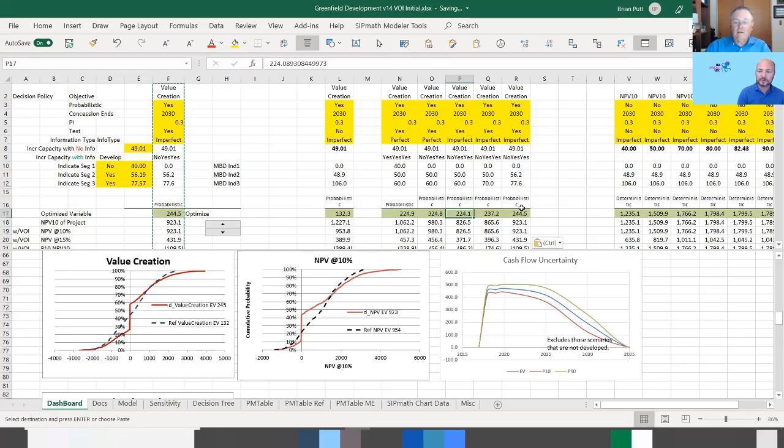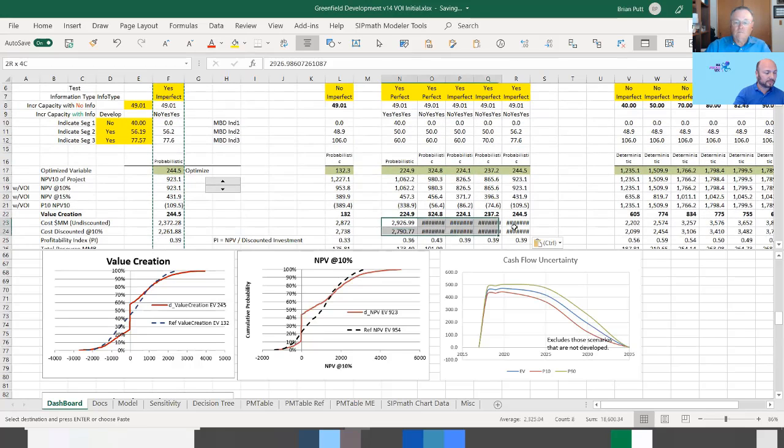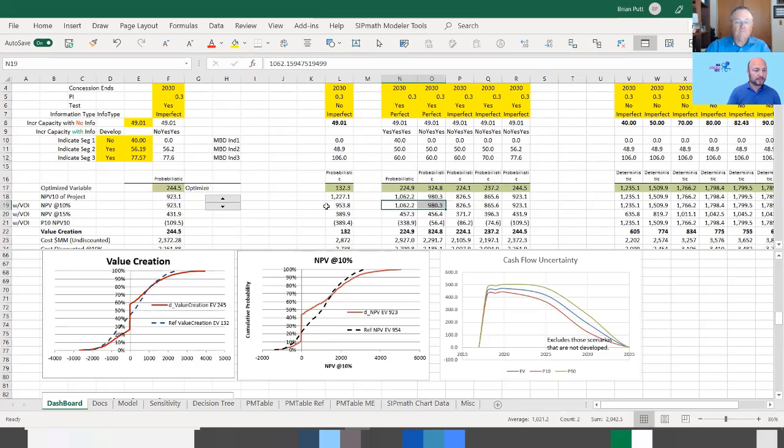Let's make an investment efficiency chart, a capital chart here, and we'll just get rid of some zeros so we can see what we're looking at. Even though we've optimized on value creation, we're going to plot NPV 10. We can include this one here, which was the no information case. We'll plot that one as well. So we'll plot all of these.